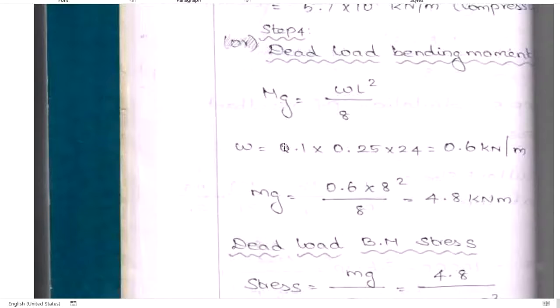So W is equal to 0.1 into 0.25, so area into density. Per meter length, whatever the weight of the beam is, I need to calculate it. So 0.1 into 0.25 is the cross-sectional area, into the density of the beam, which is 24. So I am going to get it as 0.6 kilonewton per meter. By using this particular data, I am going to calculate mg.